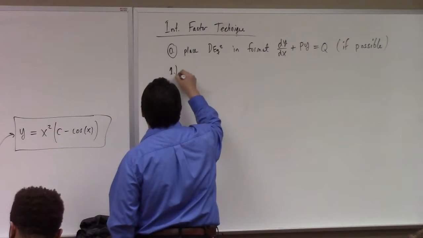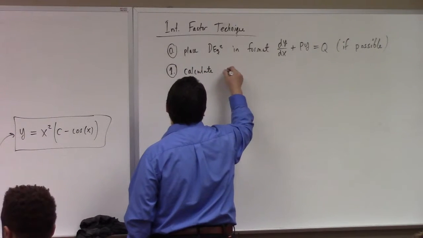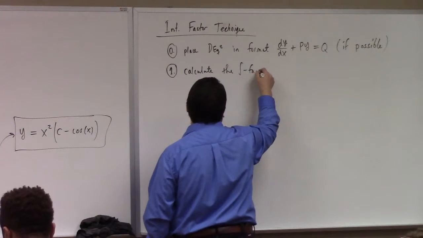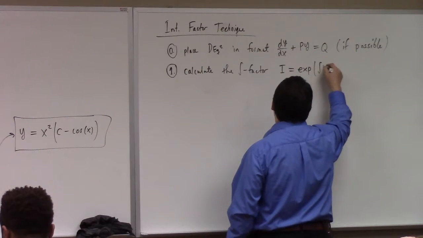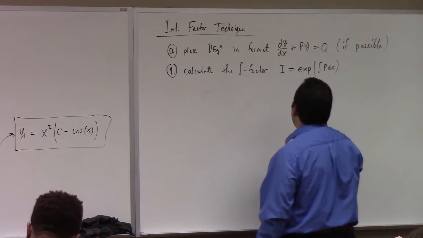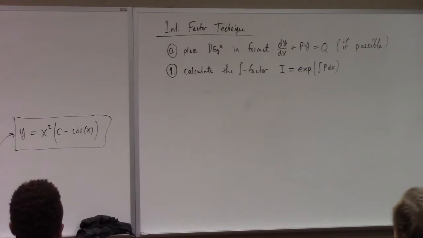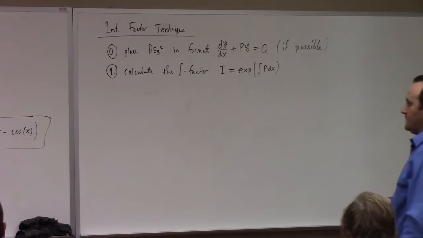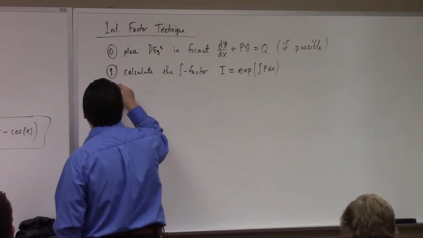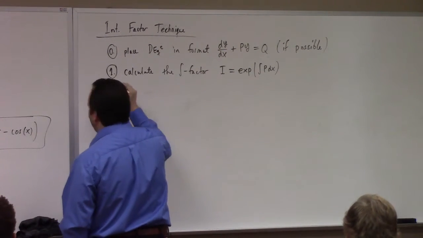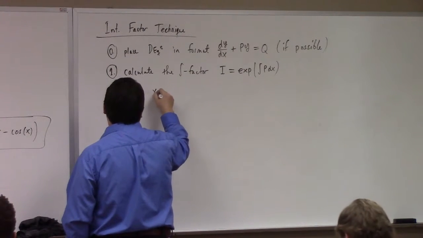Step number 1, calculate the integrating factor I equal to the exponential of the integral of p dx. Be careful, if there's a minus, you need to include that in your p. If you neglect the minus, you will be wrong. Step number 2. Actually, step number 3 is next. Okay. Step number 3, multiply star by I.